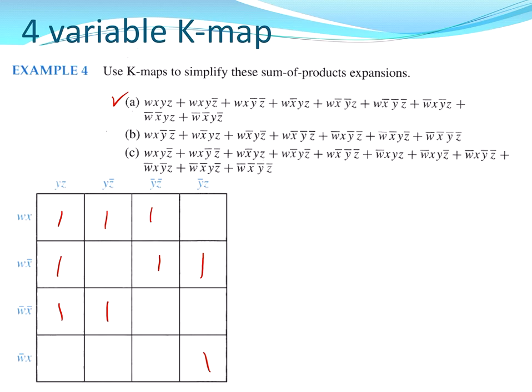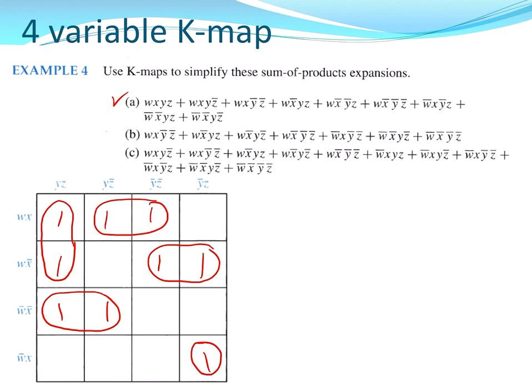Well, it turns out no groupings of size 4 are apparent. We can't twist them around, but there are groupings of size 2 that we can use to cover all of these ones, with one grouping of size 1 here on the bottom right. All right, and from this we can write down the minimized circuit.